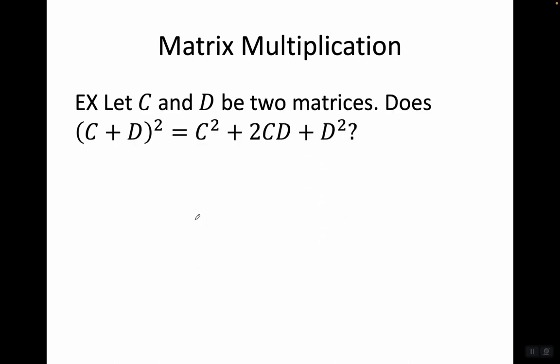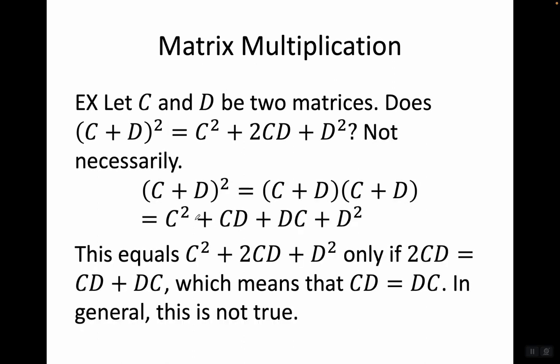Let C and D be two matrices. Does (C plus D) squared equal C squared plus 2CD plus D squared? Well, not necessarily. When you multiply this out using FOIL, you end up with C squared plus CD plus DC plus D squared.